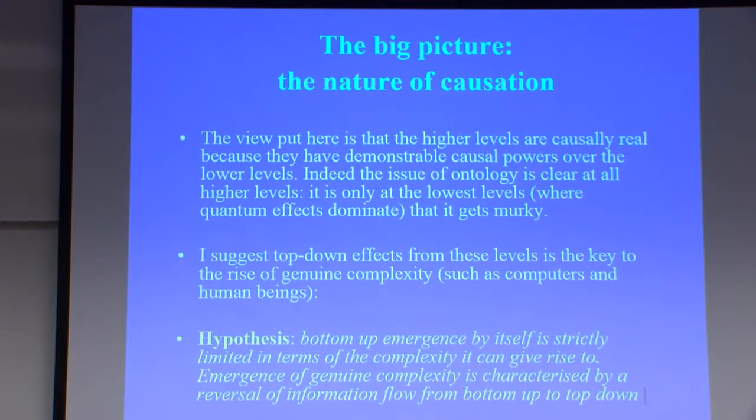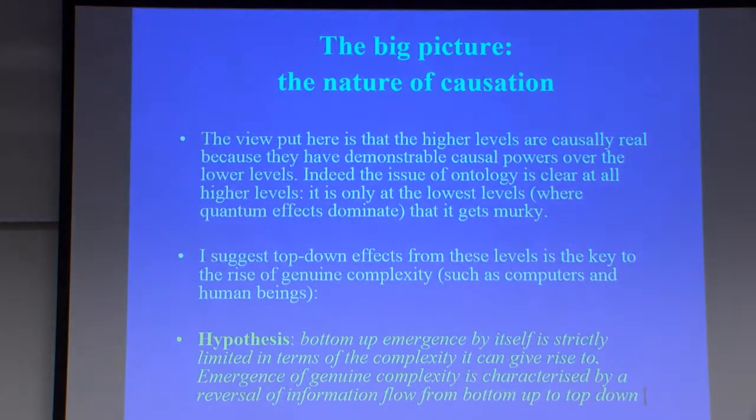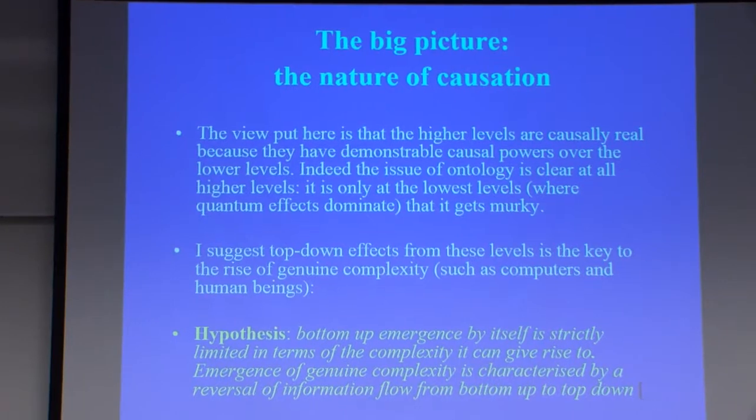Indeed, the issue of ontology is clear at all higher levels. It's only at the lowest levels, where quantum effects dominate, that it gets murky. I suggest top-down effects from the higher levels is the key to the rise of genuine complexity, such as computers and human beings. And the hypothesis is that bottom-up emergence by itself is strictly limited in terms of the complexity it can give rise to. Emergence of genuine complexity is characterized by a reversal of information flow from the bottom up to the top down.